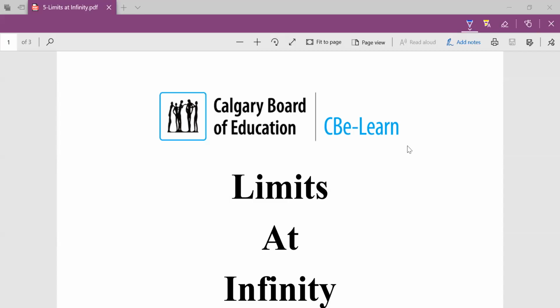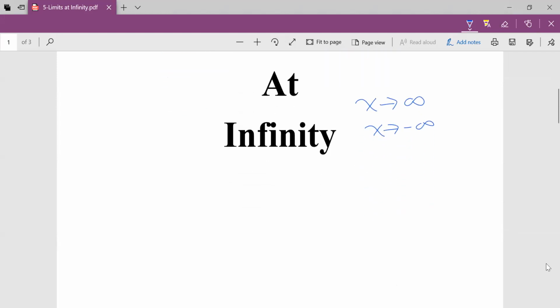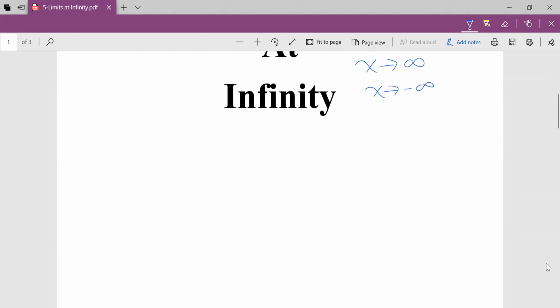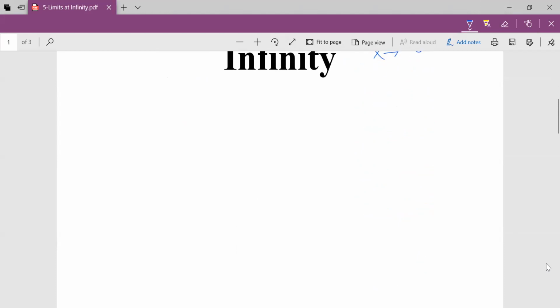Hey everybody, in this video what we're going to look at is limits, but this time we're going to look at limits as x approaches infinity or as x approaches negative infinity. In the previous lessons we were simply looking at it as x approaches a certain value. What we're going to find here is x approaches positive or negative infinity.